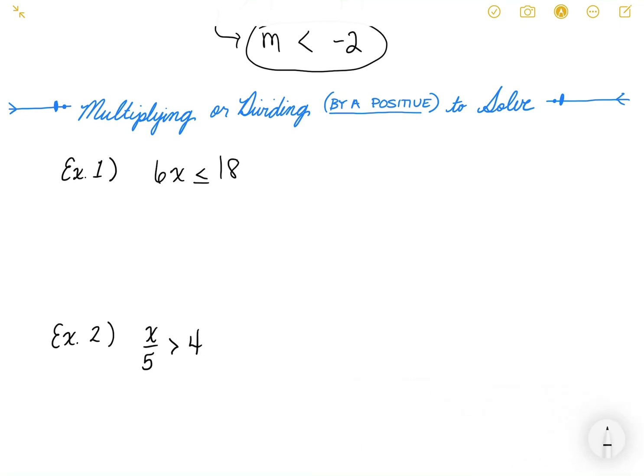So in this inequality, 6 times x is less than or equal to 18. In order to undo 6 times x, I have to divide by 6. What I do to the left side, I must also do to the right side. On this side, it cancels out my 6, leaving me with 1x. On the right side, 18 divided by 6 is 3. So x is less than or equal to 3.